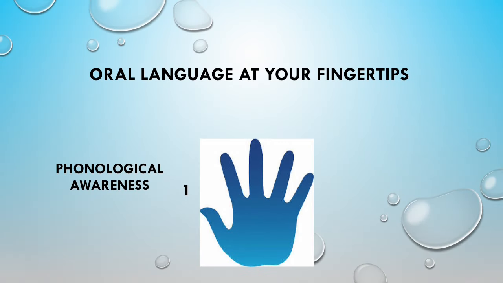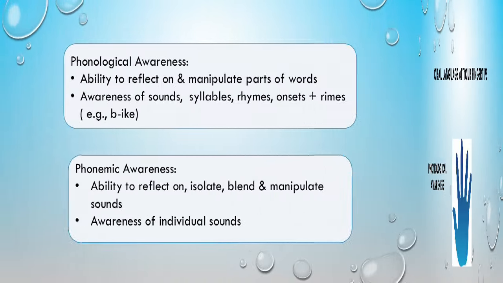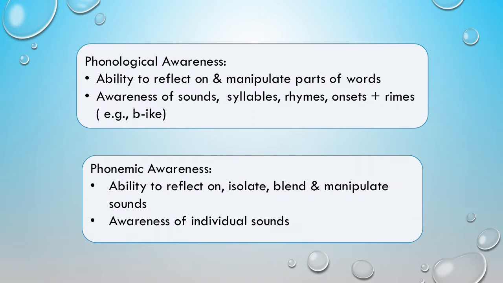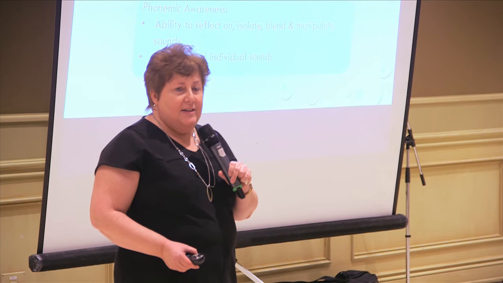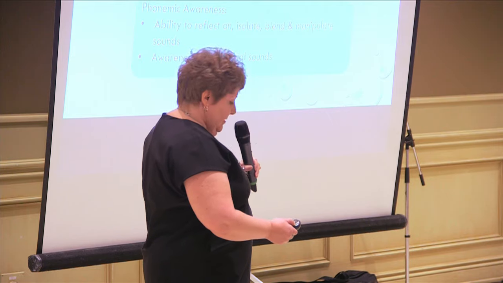Okay, we're going to start off with finger number one, and there should be handouts, I think, at your table of the hand. Finger number one is about phonological awareness and phonemic awareness and what the difference is. I'm not going to talk about this too much because Dr. Cronwell is going to talk about this a little bit later, and I think everyone has a pretty good working knowledge of this. Phonological awareness is the ability to reflect on and manipulate parts of words, so sounds, syllables, rhymes, onsets. Phonemic awareness is getting down to the smaller unit, so the individual sounds of words.